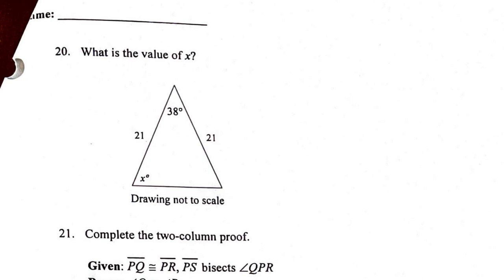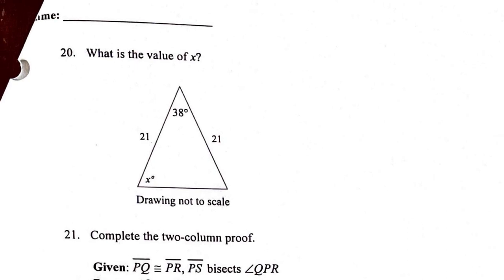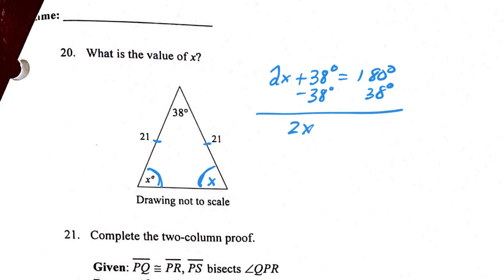Number 20, we know that this is isosceles because this side is congruent to this side. So these two sides are 21, so these two angles, which are the base angles, are congruent. So you have 2x plus 38 equals 180. The base angles are congruent. So now we subtract 38 from 180, and whatever we get, we're going to have to divide by 2. So I have 2x equals 142, because I subtracted 38 from both sides. Then I divided by 2. So x is equal to 71.